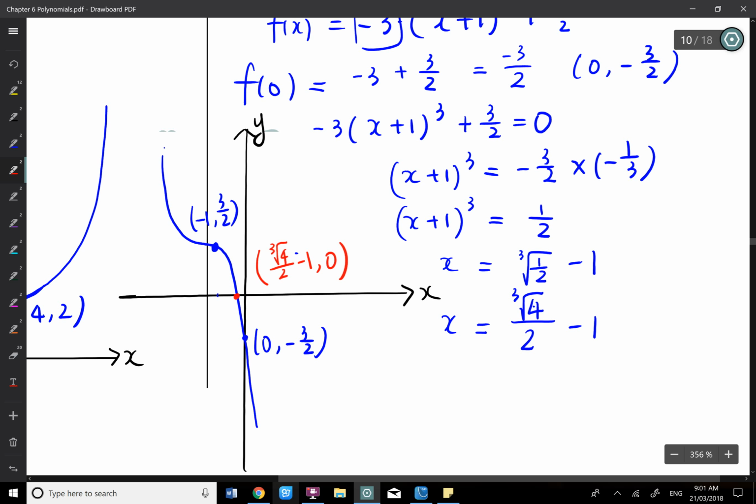All right, let's have a look at the next one. I have asked you to factorize these questions yesterday on the next 2 pages. So I'm not going to show you how to factorize. I'll quickly do it. I think most of you have done it already.